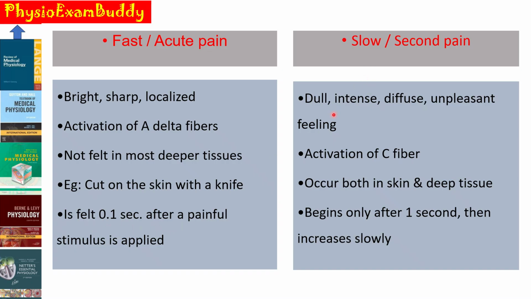Whereas the slow pain is of dull, intense, diffuse and unpleasant character. And here the receptors are mainly the C fibers, that is activation of the C fibers occurs. And the slow pain can occur both from the superficial area, that is the skin, as well as from the deeper tissues. But this pain begins only after 1 second, that is it takes time to develop and then increases slowly. That is why it is known as slow pain or the second pain.